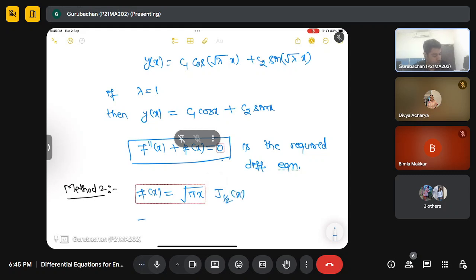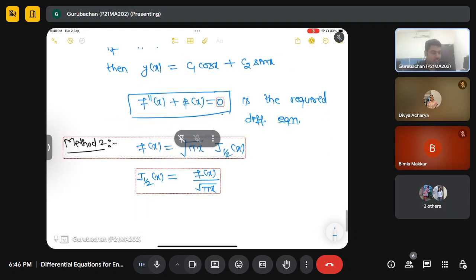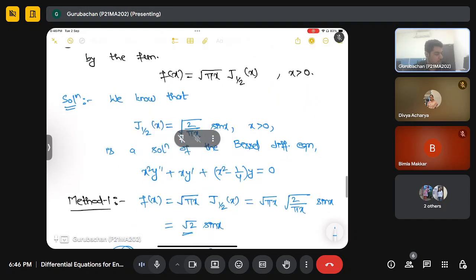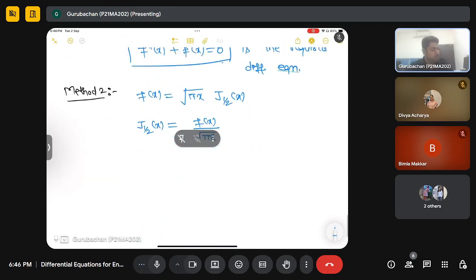So from here we will substitute J half x as f(x) divided by root pi x, since this J half x will satisfy our Bessel equation (star). So we will calculate this y double dash, y dash, and y in terms of f(x), and then we'll substitute into this, and we get the required differential equation. So what we will do, we will differentiate it.